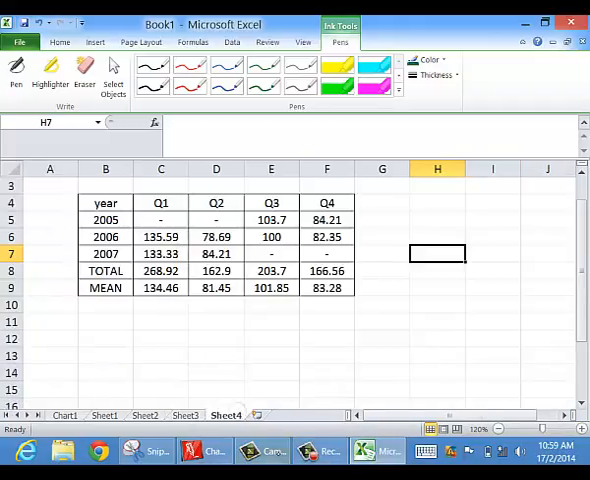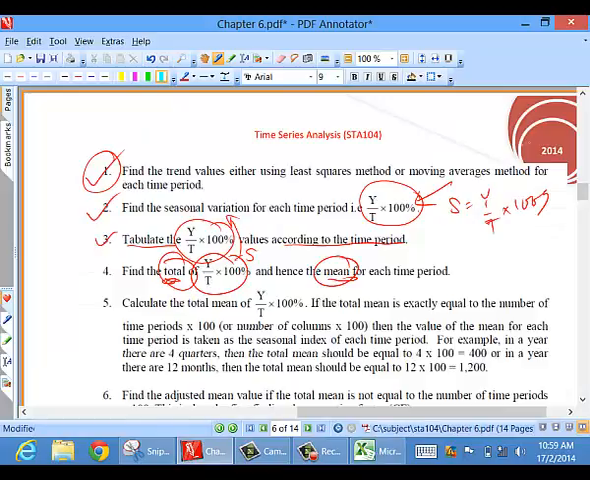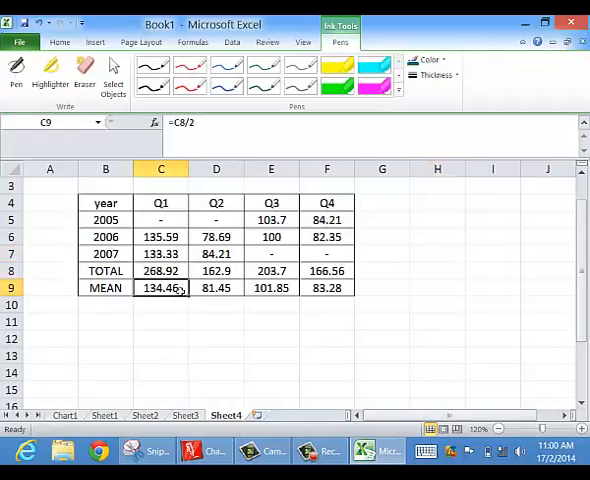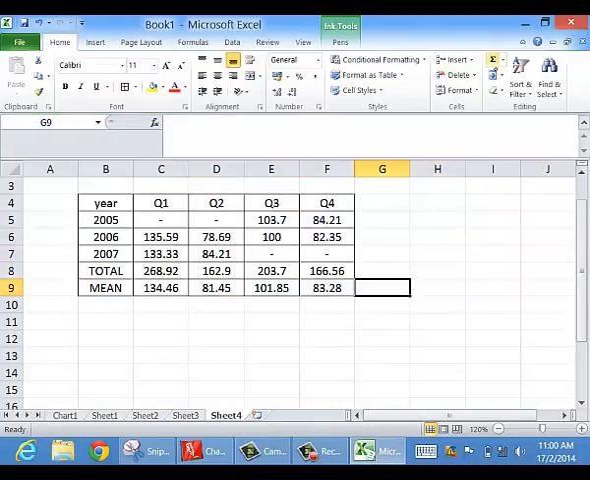Now step number 4 done. Right? Now go to step number 5. Step number 5, calculate the total mean of seasonal variation of S. Total mean of seasonal variation. So the total mean, this is your mean. Calculate the total mean. Total mean should be equal to how much? 401.04.